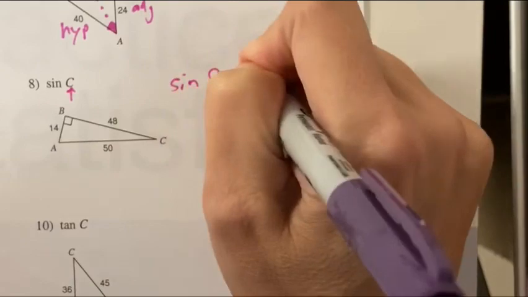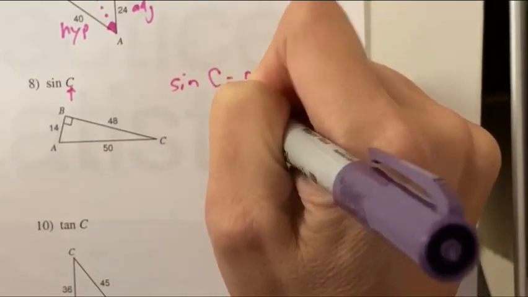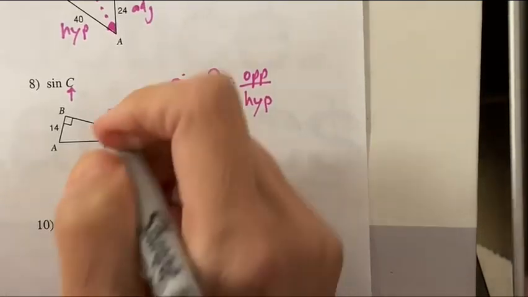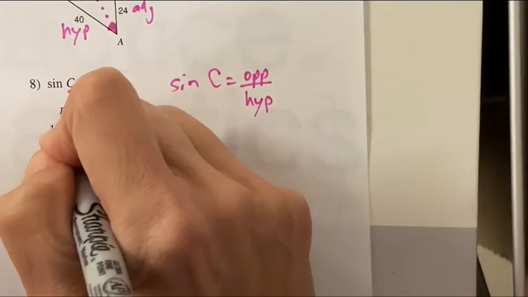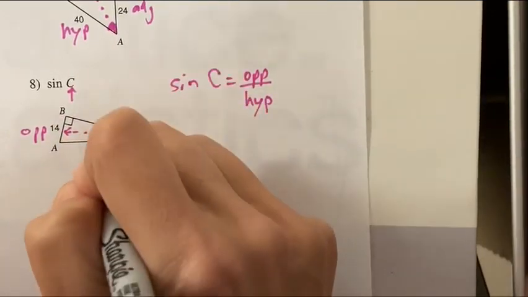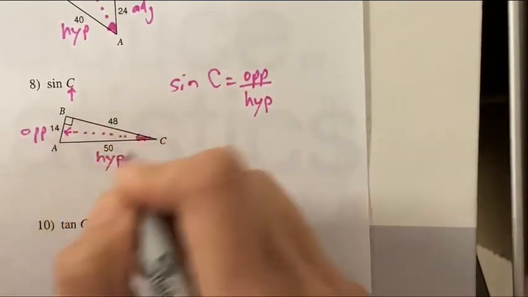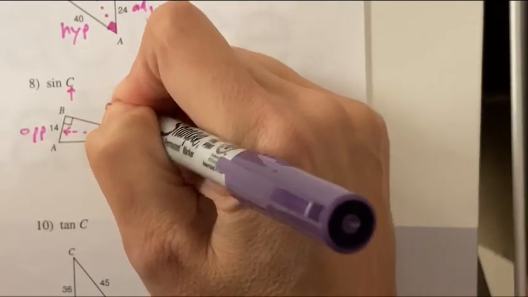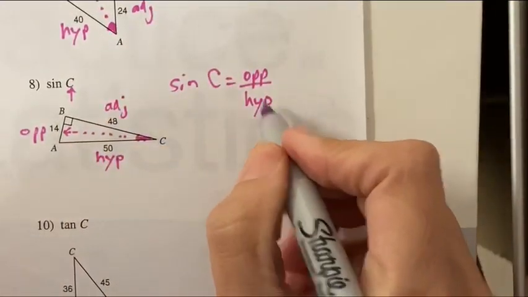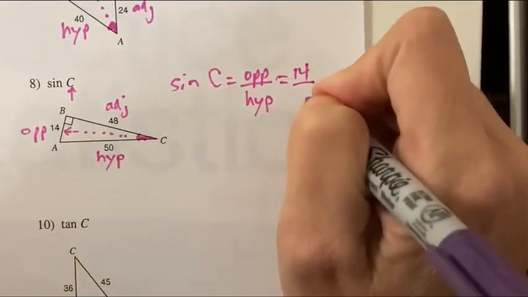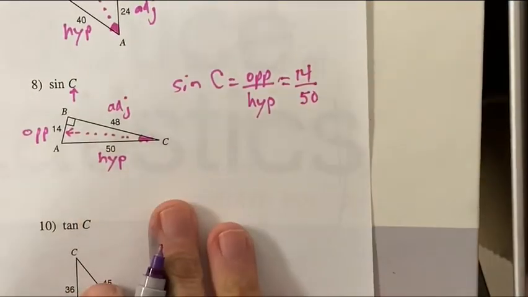Sine of angle C. So the sine of angle C is equal to the opposite over the hypotenuse. So let's identify our reference angle C. Opposite would be way over here, 14. Hypotenuse is 50, the largest number, right? And then this would be my adjacent side. So let's take a look. Opposite is the number 14 in this problem, and the hypotenuse is 50.